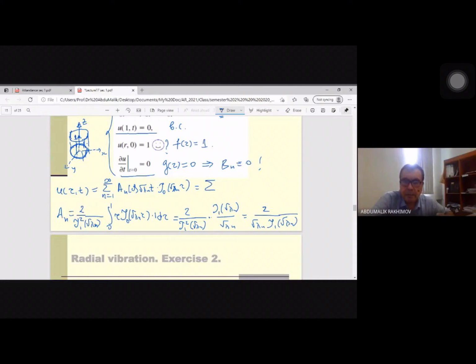The solution is the sum from n equals 1 to infinity, with 2 written outside, of cosine of root lambda n t over root lambda n times J1(root lambda n), times J0(root lambda n r). This is the solution. Clear? Any questions? Okay, if no questions, let's go to the next exercise.